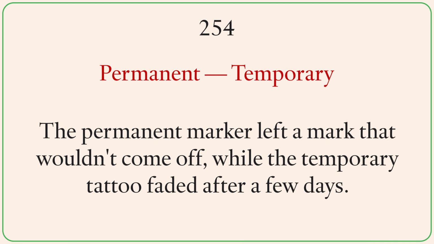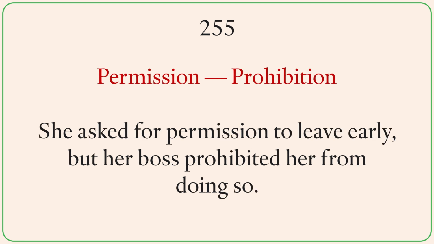Permanent. Temporary. The permanent marker left a mark that wouldn't come off, while the temporary tattoo faded after a few days. Permission. Prohibition. She asked for permission to leave early, but her boss prohibited her from doing so.